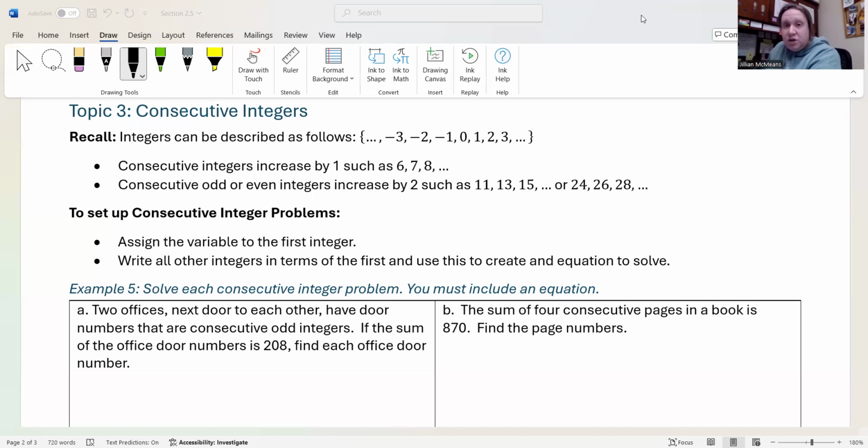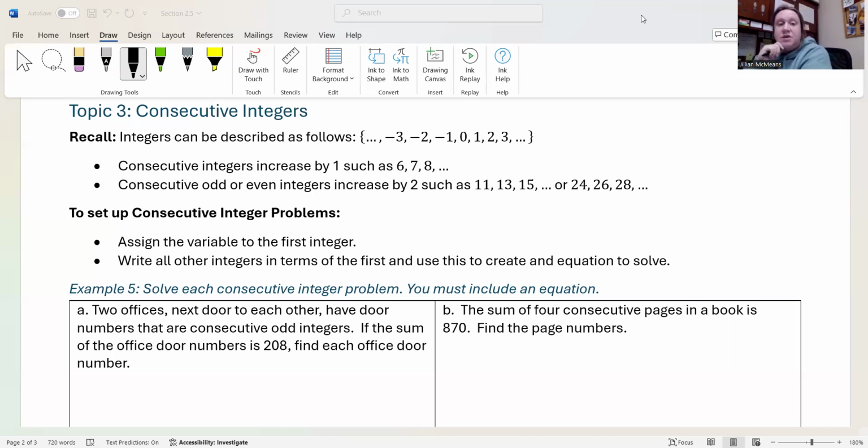In this example, I showed you 24. If I take 24 and add 2, I skip an odd and get to the next even number, which is 26. I add 2 more, I get to 28. I add 2 more, I would get to the next even integer, which would be 30, and so forth. So when you're dealing with plain old consecutive integers, you're always increasing by 1. Consecutive even or odd integers, you're always increasing by 2.